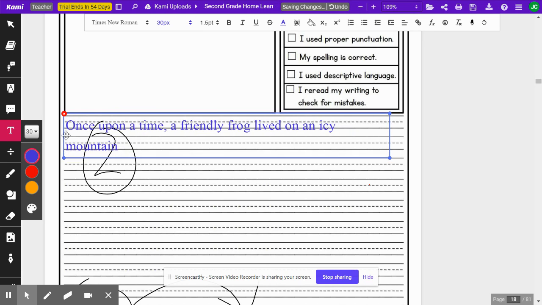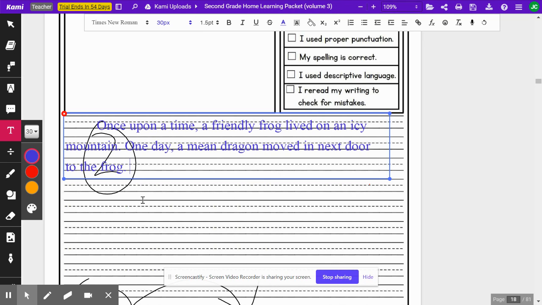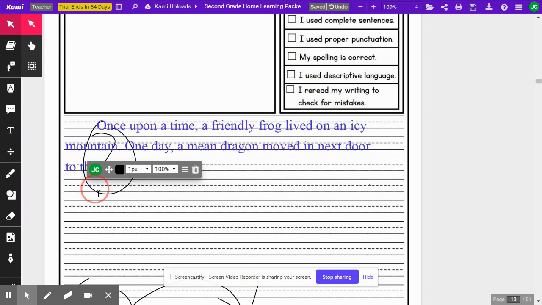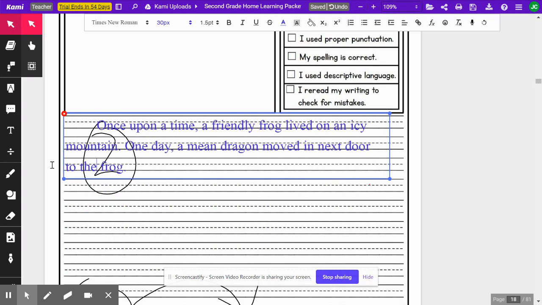Now I need to fix this box so it fits. And I also need to space this over because it's got to be indented. Once upon a time, a friendly frog lived on an icy mountain. One day, a mean dragon moved in next door to the frog. There. And then you can tell me what happens next in the story. You don't have to write what I wrote right there, but that's just one way to do it. Well, anyway, that's part two.